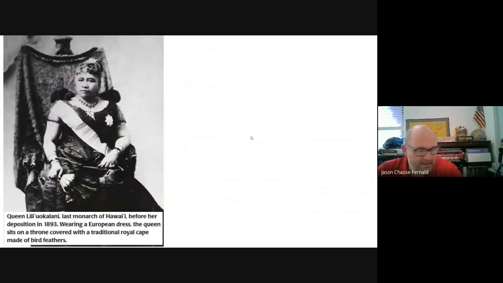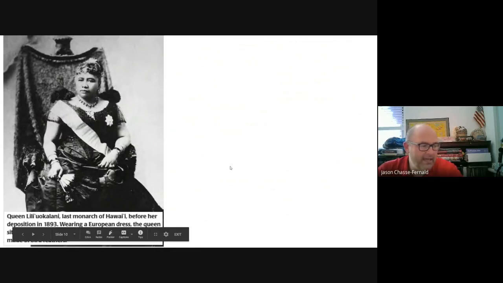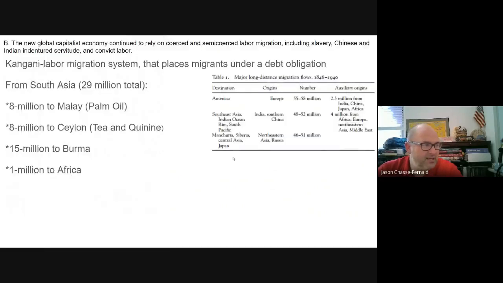We've talked about Queen Lili'uokalani before from Hawaii. There's going to be a lot of Chinese and especially Japanese migration into Hawaii as a result of the sugarcane plantations that are coming in. So we're talking about migration for things like plantations. There's an important word to be aware of, and that's Kangani. The Kangani system or Kangani labor system is a migration system that places migrants under a debt obligation, very similar to indentured servitude, but generally referring specifically to South Asians and East Asians.